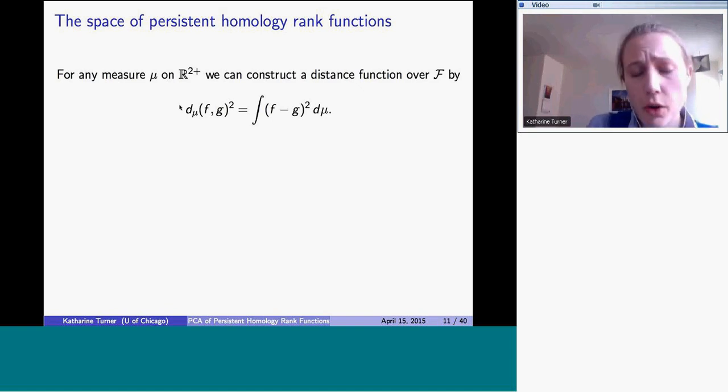For any measure that we have over above the diagonal, we can construct a distance between different persistent ranks. Okay, so we can just take an integral. L2 kind of distances, because L2 is nice. You may notice the d mu there. That's just to say, right, this doesn't have to be just Lebesgue measure. It can be whatever you like.